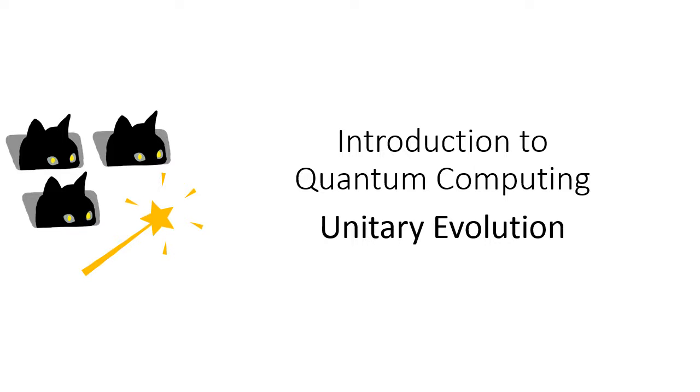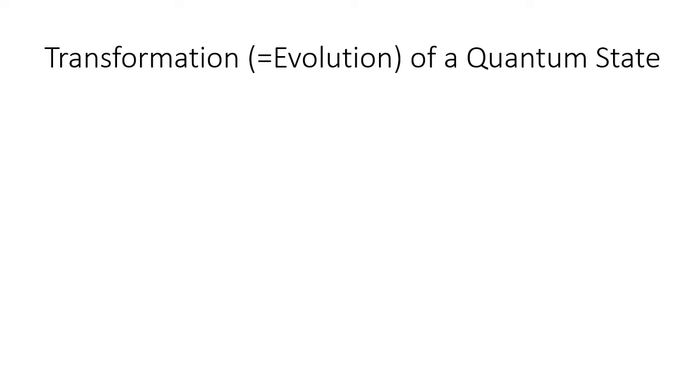In this lecture, we will talk about unitary evolution. Now suppose we want to apply some operation on a quantum state. Quantum mechanics only allows linear operations in the complex vector space to be applied to quantum states.